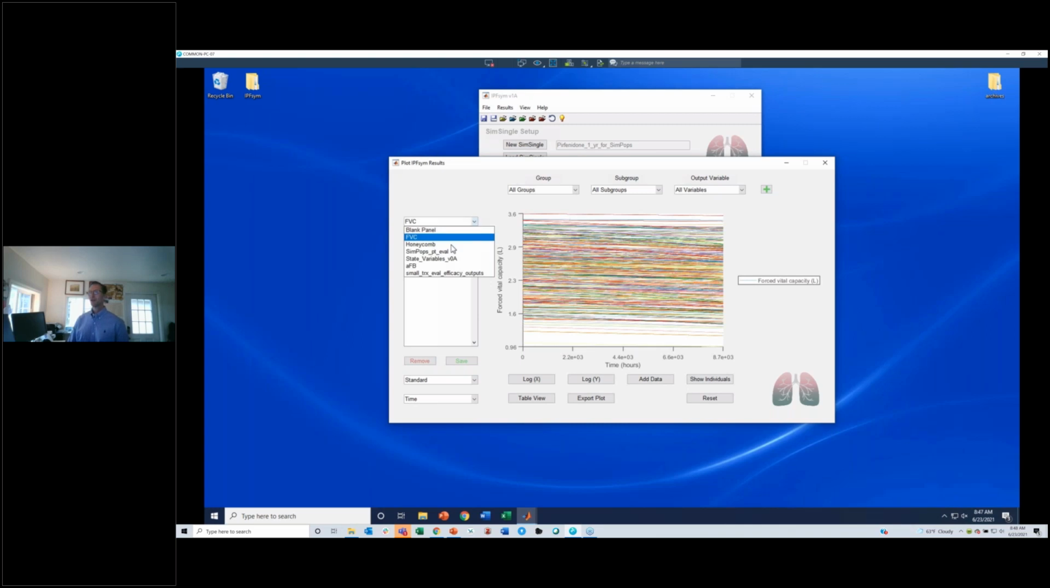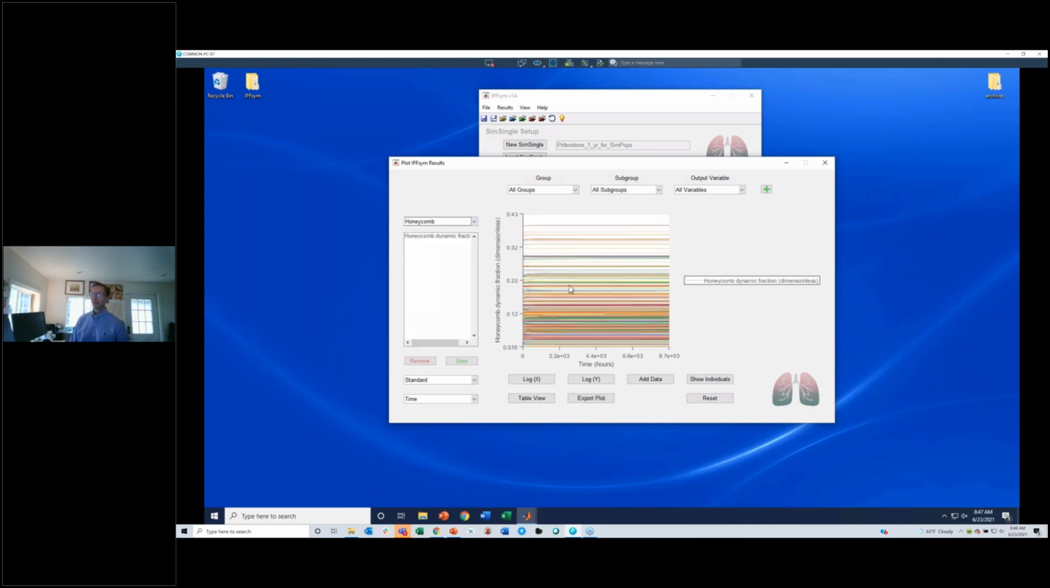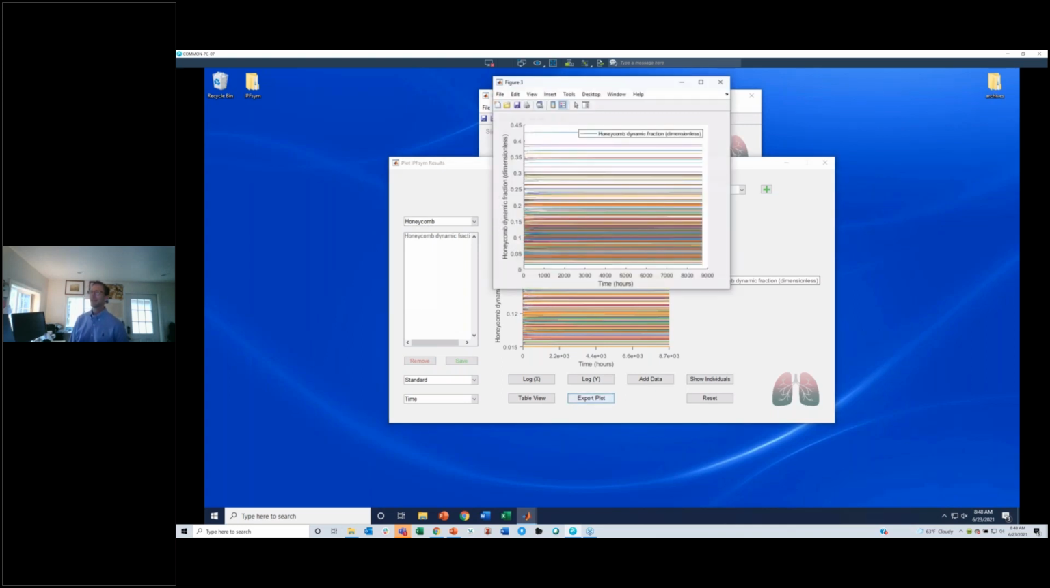Similarly, we can look at the honeycombing, the fraction of the lungs that are honeycombed, and you can see that there are relatively flat progression rates. And if we zoom in and export that, if you look in the beginning, you can see that initially there's an upward slope that is flattened out. The upward slope is the natural progression of the patient, the flattening out being the influence of pirfenidone on that rate of progression.